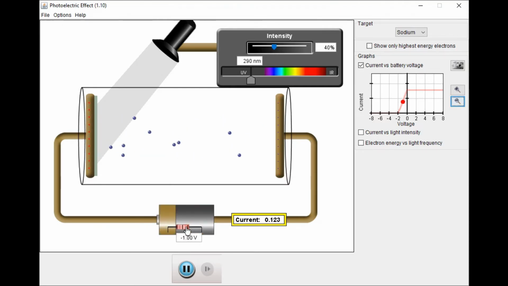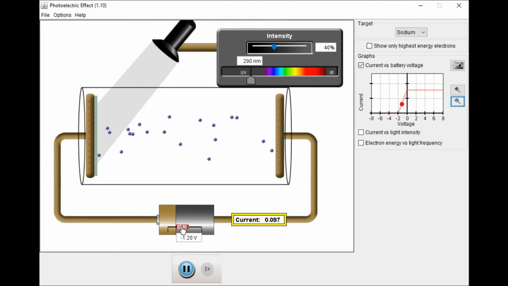If I make the voltage negative, then the current starts to decrease because the electrons are moving in a direction that is opposite the direction they should be moving according to the electric field, and so the electric field opposes their motion, and they start to slow down, so not as many electrons are able to make it across.